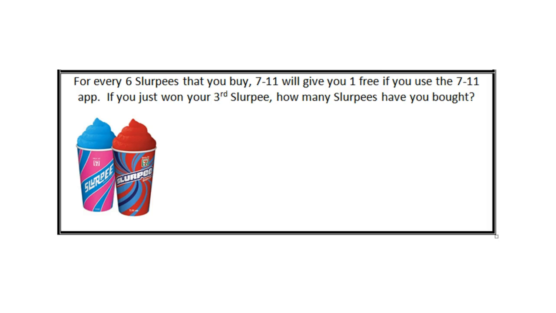For every 6 Slurpees that I buy, I win 1. So I need a ratio of 6 to 1. 6 represents purchased Slurpees. 1 represents won Slurpees. Take the time to label what the 6 represents, what the 1 represents. Setting up proportions is the biggest challenge. Labeling really helps you organize your work. If you just won your 3rd Slurpee, how many Slurpees have you bought?